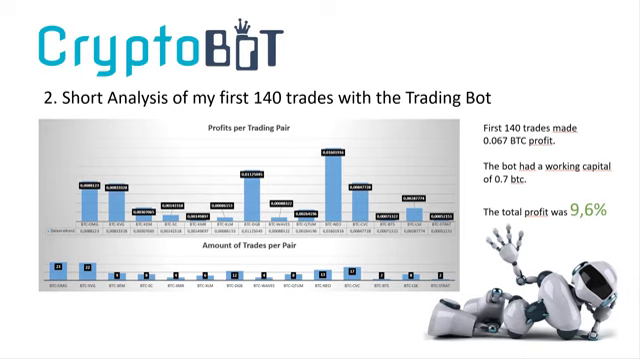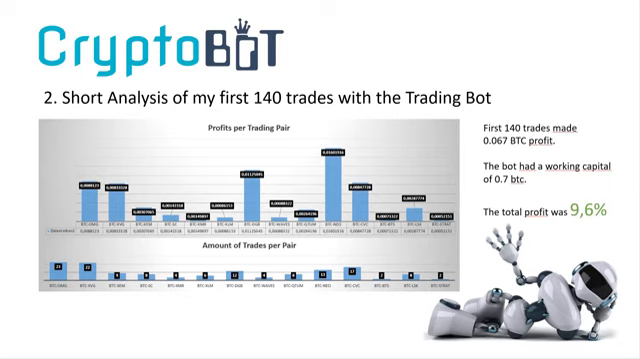So here, a short analysis of my first 140 trades with the trading bot. I put the work into a sheet. I exported the data from Bittrex, and here you can see that with the first 140 trades I made a profit of 0.067 BTC, and the bot had a working capital of 0.7 BTC, so this was a total profit of 9.6%. So what you can see is that Neo, Digibyte, Verge, and OMG were the best pairs I had running during the days.